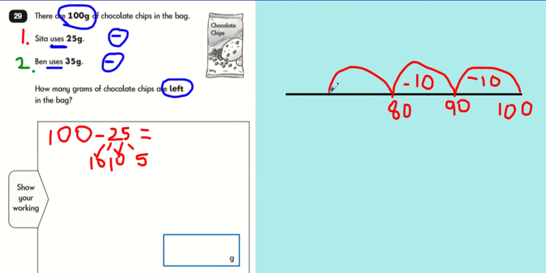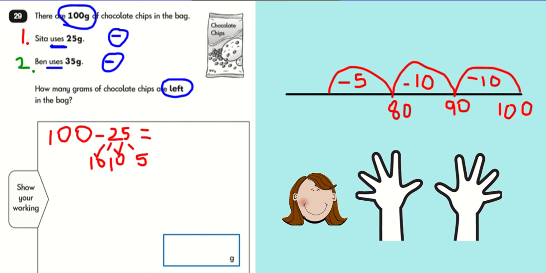Another jump, this time taking away 5. And again, children, when we take away ones, our fingers become really useful, don't they? So we're starting with the number 80 because that's where we landed on when we took away our tens. We're going to take away 5. 80, 79, 78, 77, 76, 75. So we've landed on 75.